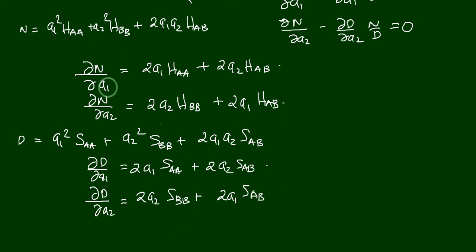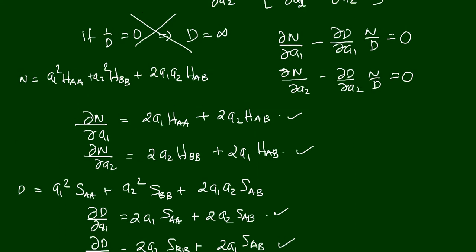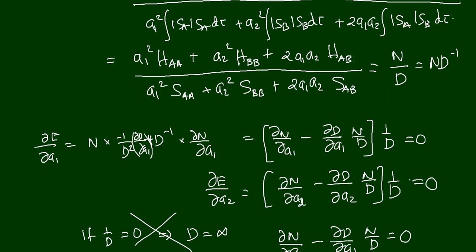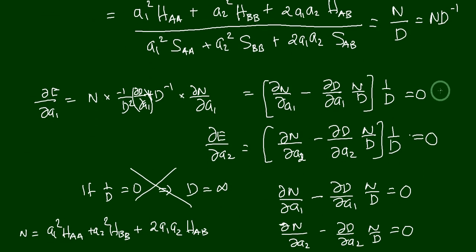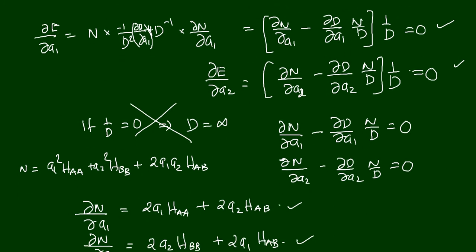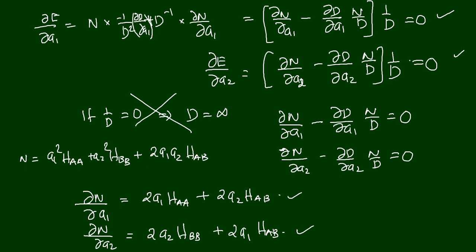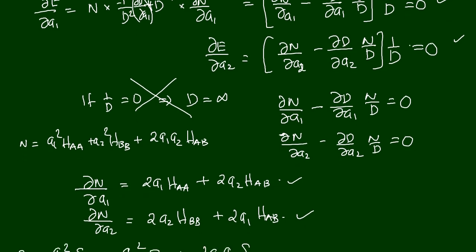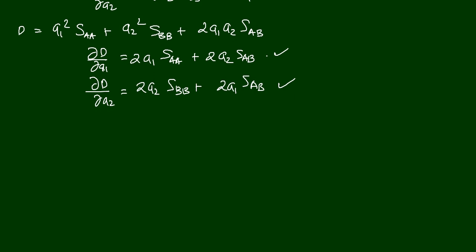Now we can substitute dou n by dou A1, dou n by dou A2, dou D by dou A1, and dou D by dou A2 in our equations. Let us substitute in the first equation: dou n by dou a1 minus dou d by dou a1 into n by d, into 1 divided by d, is equal to 0. That is the equation that we are using first.